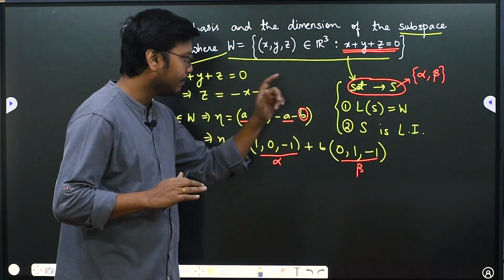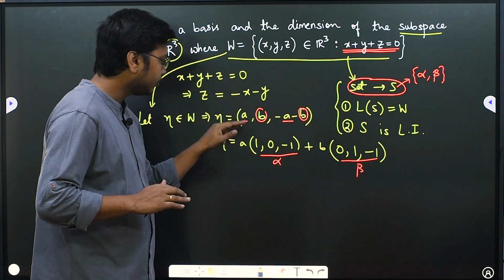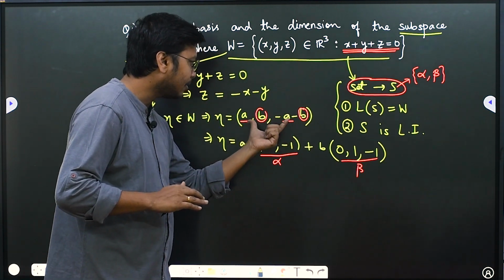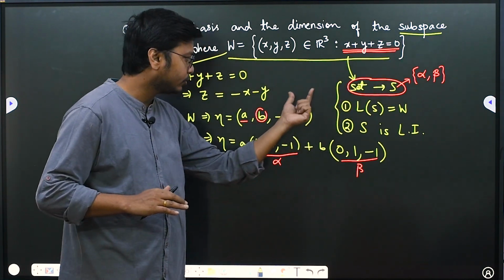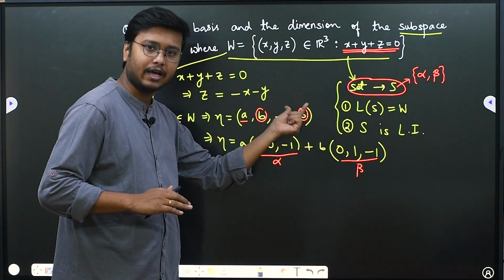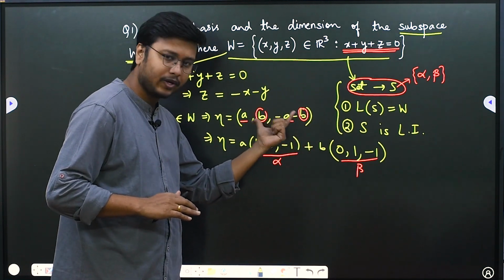But how did I make the S set? The first objective is to try to reduce the number of variables from the given condition. Since only one condition is given, I could remove only one variable. I removed the third one, so I had two variables.